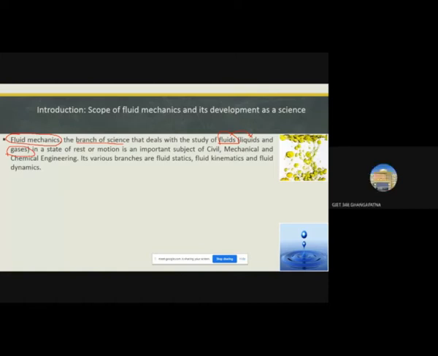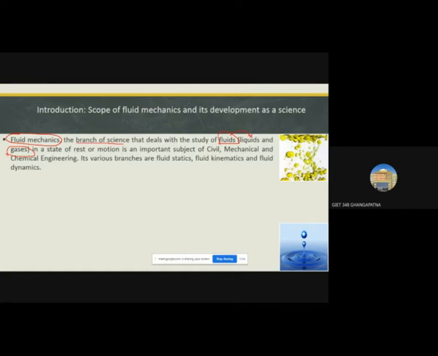Yes, sir. Mechanics of solids. That means solid mechanics, which you are talking about. Now, fluid mechanics is a different subject, whereas here we are studying solid mechanics. And here we are studying fluid mechanics, that is, liquid mechanics and gaseous mechanics. So that comes under fluid mechanics.